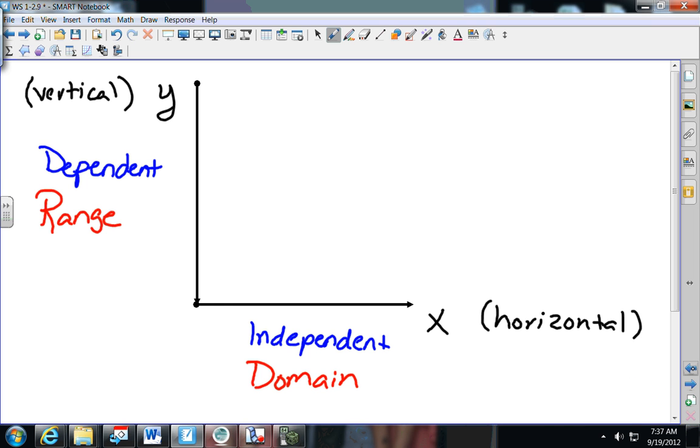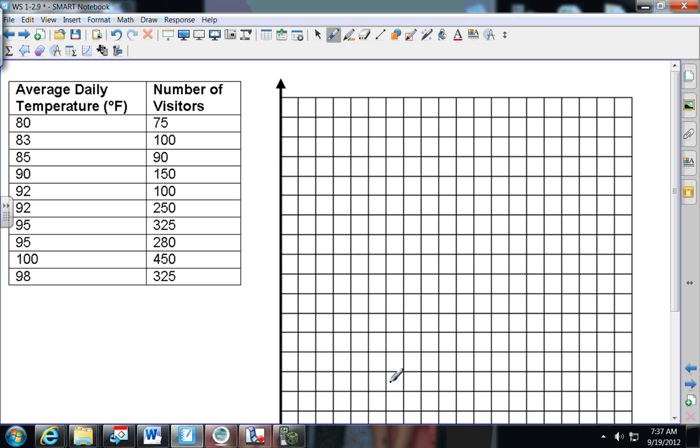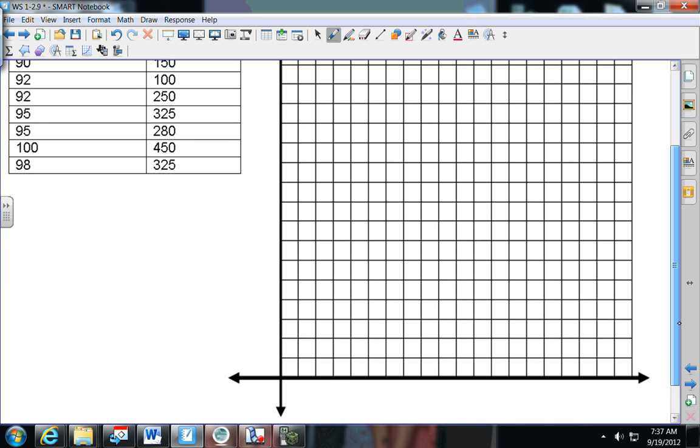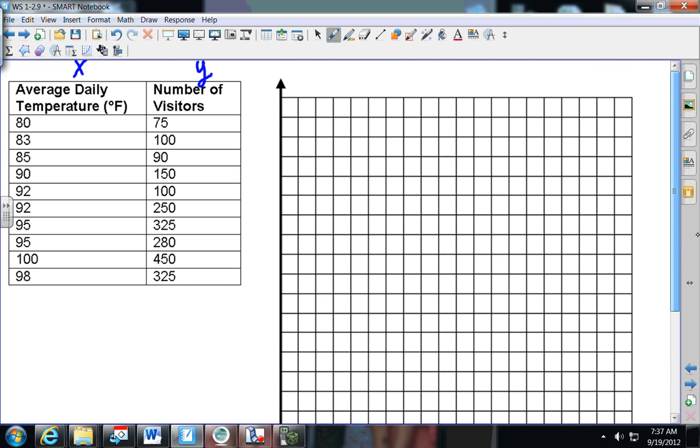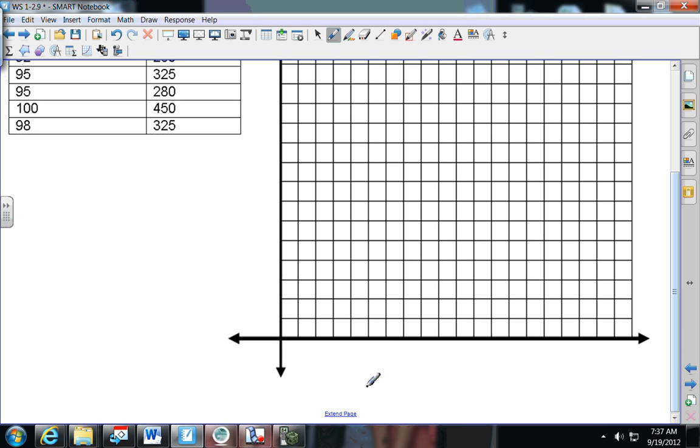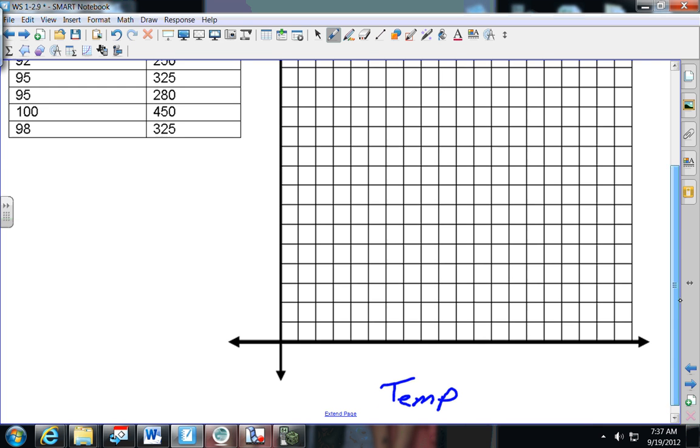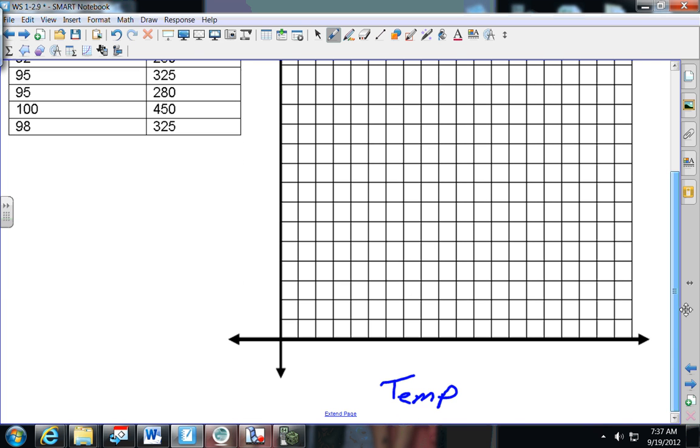Okay. Now let's go to this right here. We're going to take a minute and I want you to graph this right here. The average temperature is going to be my x. The number of visitors is going to be my y. So on your graph, you need to label your axes. X is average temperature, so right here on the x, write temperature. And the y is the number of visitors.